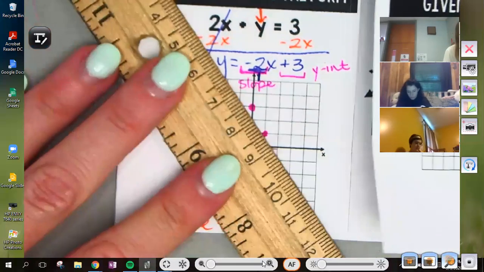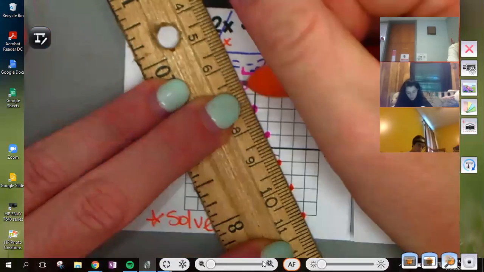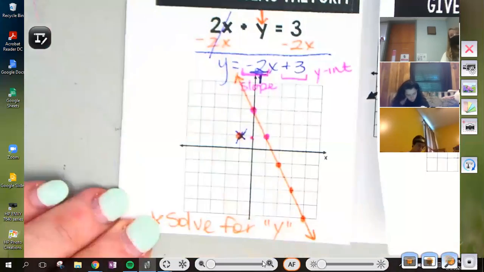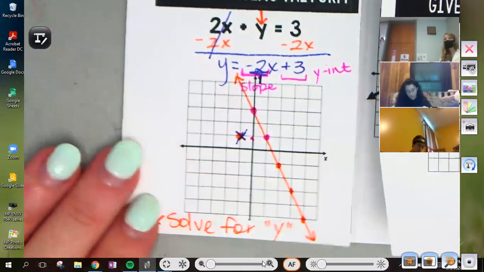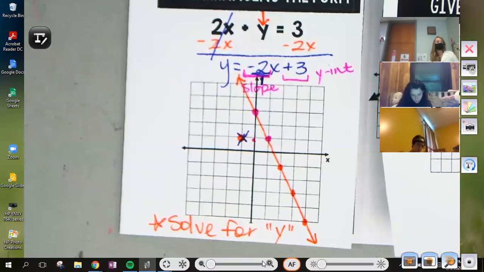Okay, get your rulers, connect your dots. Okay, same process, you just have to do that extra step at the beginning. And I can't emphasize enough how often you're going to have to solve an equation for a different variable or do something like what we just did. Okay, so make sure you really practice that.